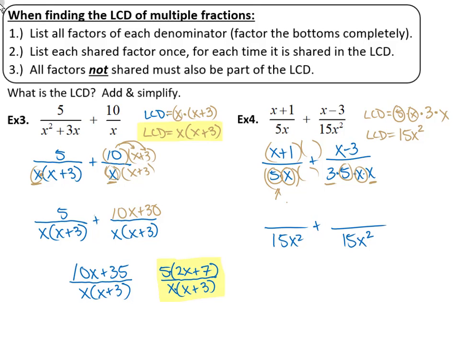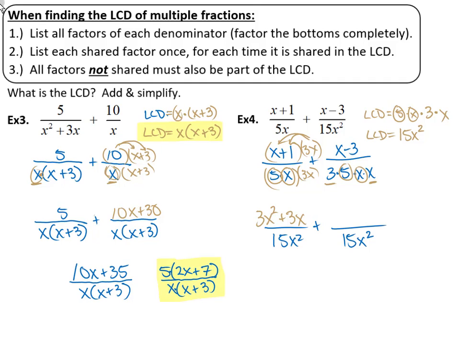Well, we've got the 5 and the x, right? I mean, these were shared. It's missing 3 and x, though. We need to multiply top and bottom by 3x. That makes sense. That would give me 15x squared in the bottom. Now, we do need to distribute the 3x. So we get 3x squared plus 3x.